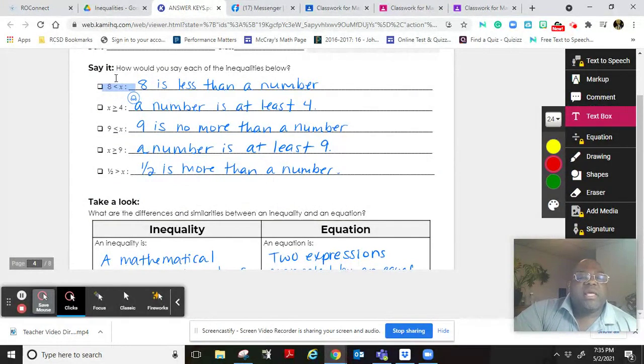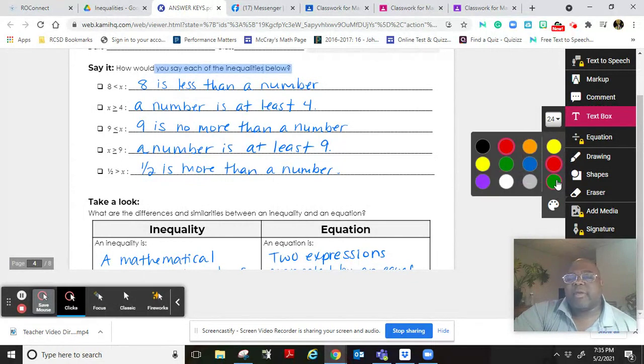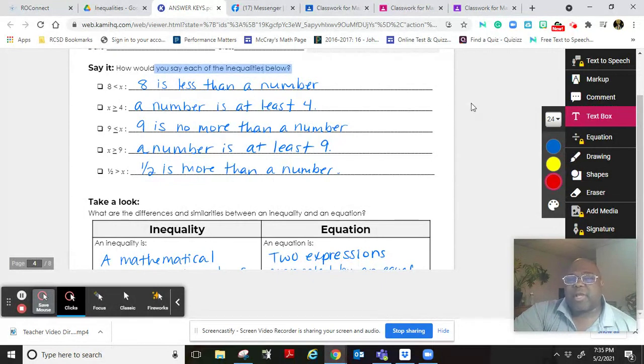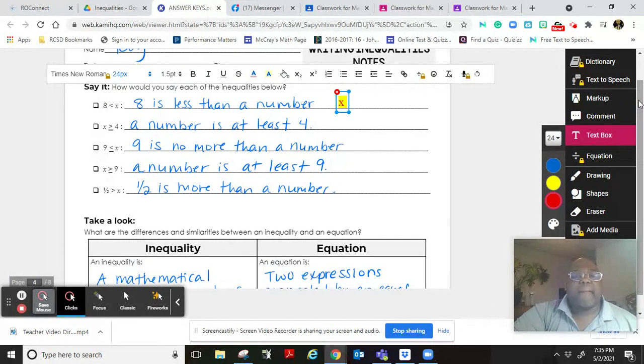So if I have 8 is less than X, this is kind of how I want to say it. 8 is less than X. My preference, quite honestly, is to write it like this. I like my variables to be on the left and my numbers to be on the right. I'm not sure if Mr. McCrae ever said that. Probably a million times, right? So if I were going to do that, I would say X is greater than 8.